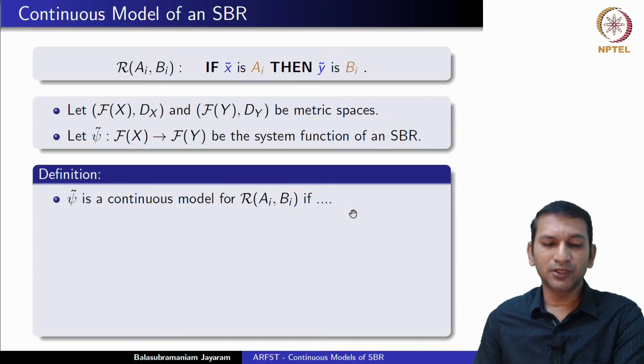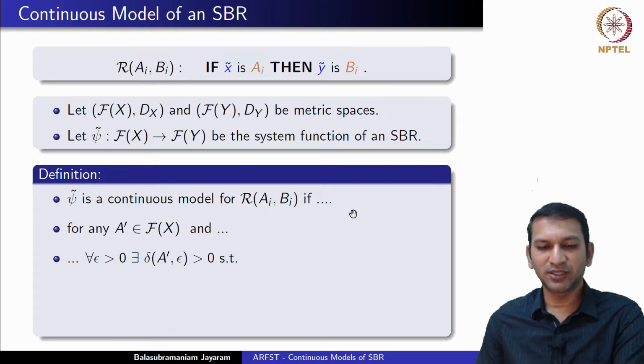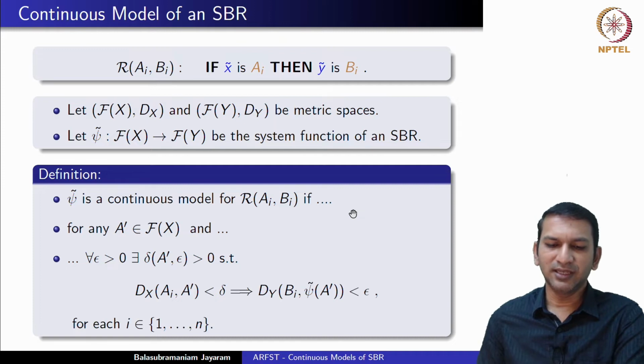We define psi tilde to be a continuous model for this given rule base if for any input A dash coming from F(X), and for every epsilon greater than 0, we are able to find a delta, of course this delta will depend on both A dash and epsilon, such that whenever A dash is delta close to Ai on the input space, then the output from psi tilde at A dash is epsilon close to Bi with respect to the metric that is defined on the output space of fuzzy sets, F(Y), and this should happen for every i.